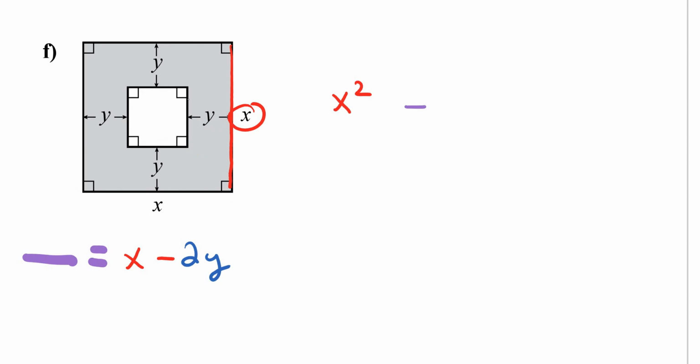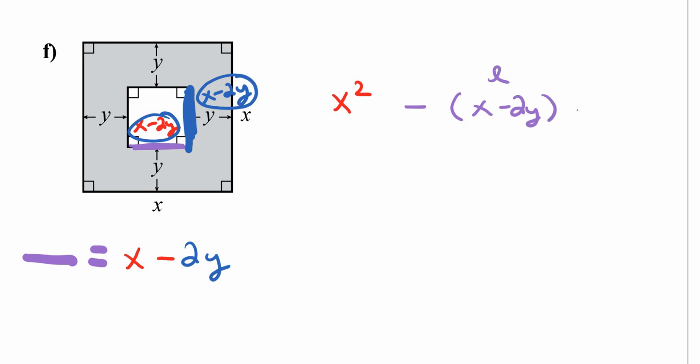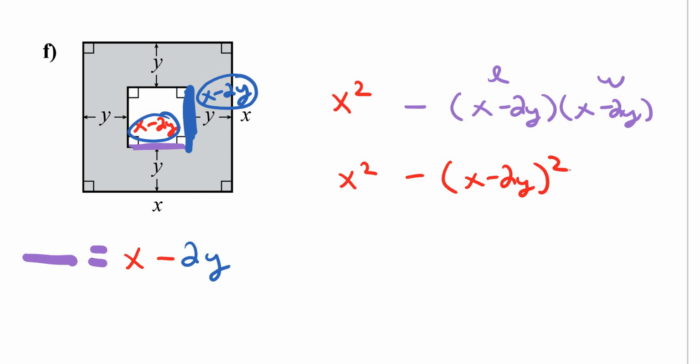So what does that really mean? What we're trying to say is this length right here in purple is really x minus 2y. And that means this blue distance right here is also going to be x minus 2y, because the length and the width of a square are the same. So I need to subtract x minus 2y, this is the length, times another x minus 2y, which is the width. So this is going to be x squared minus (x minus 2y) all to the power 2.